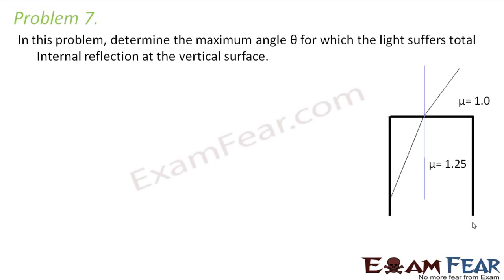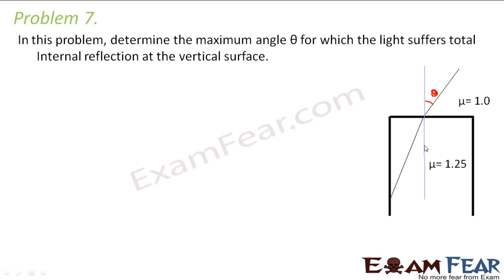Let us look at the next problem. It says that in this problem, determine the maximum angle theta for which the light suffers total internal reflection at the vertical surface. Which angle is theta? This angle is theta. So we have to determine the maximum value of theta for which the light suffers total internal reflection at this surface. So it is talking about this vertical surface. So here total internal reflection should take place.